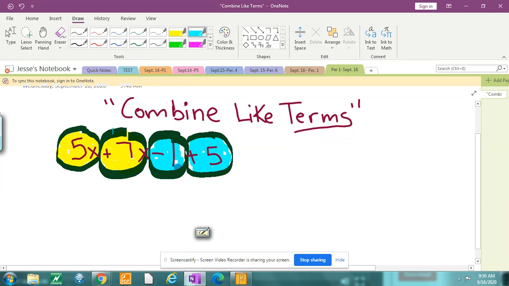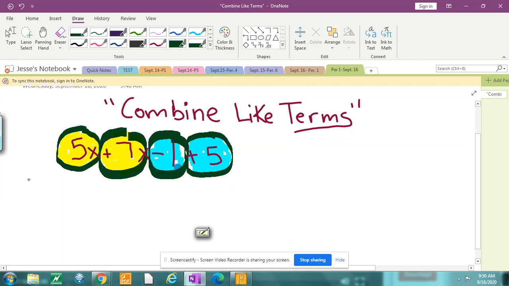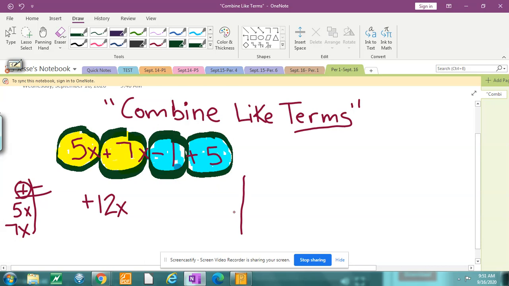So now we're going to do what we have been doing the past week, the t-chart. You're going to do 2, you have one for the x, so this is going to be 5x, and then another one for the 7x. What's your answer? How many x's? Well, it's positive, so you're going to add them. 7, 8, 9, 10, 11, 12. So you're going to have 12x. See that? That's only for the x's. Now, what about negative 1 plus 5? Then you have to do a separate one.